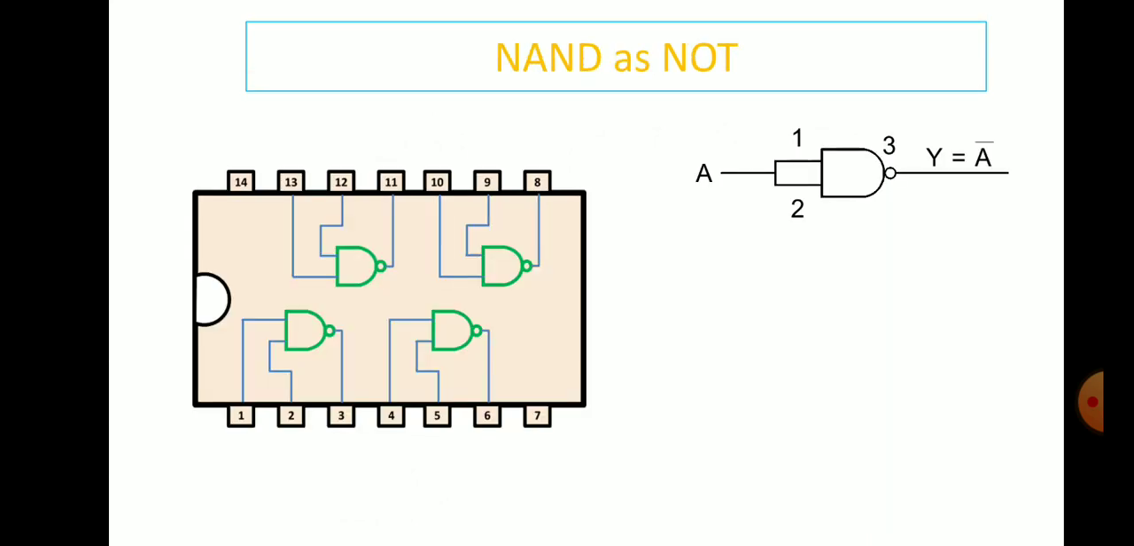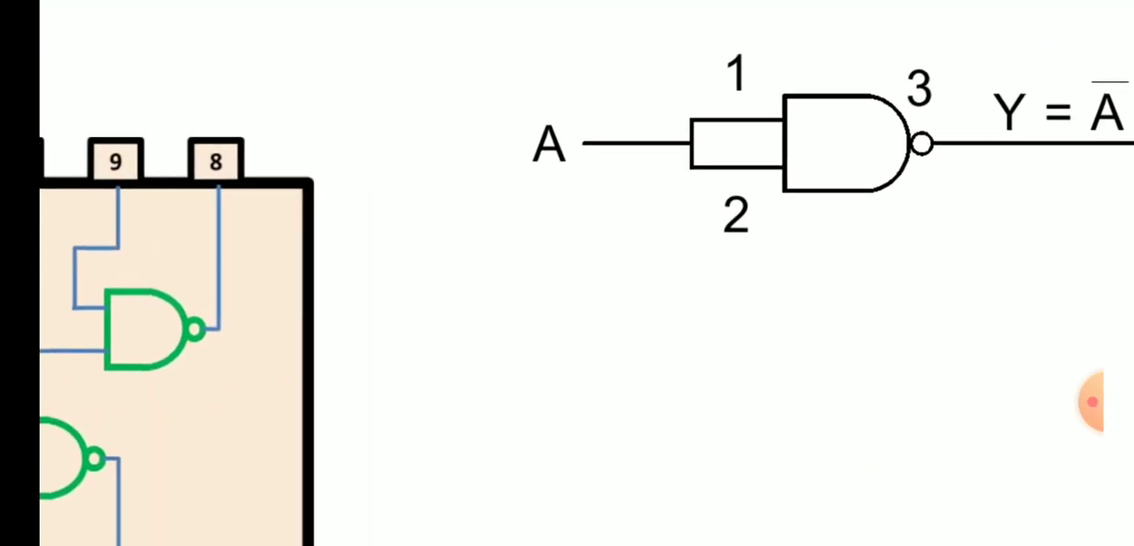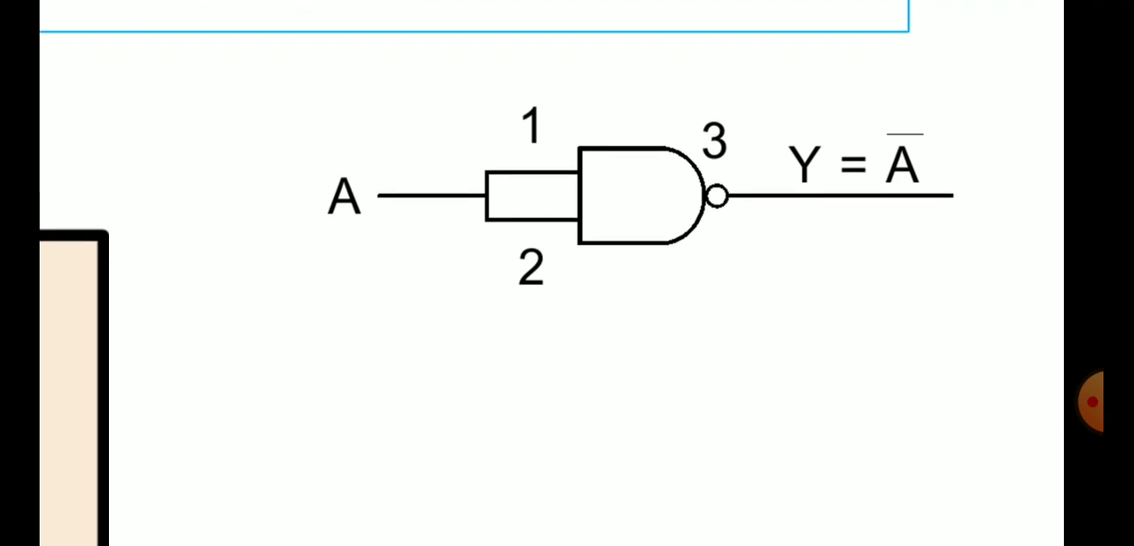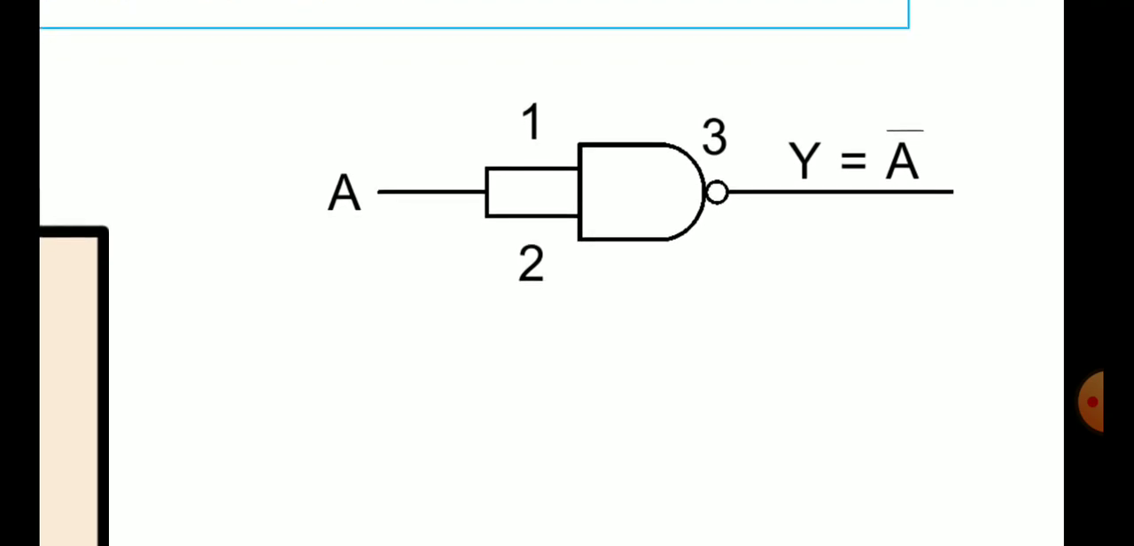So first let us see, with the help of NAND gates we are going to construct a NOT gate. This is the one gate. One NAND gate is sufficient for constructing this. So in this, pin number 1 and 2 are interconnected. From pin number 3 we have taken the output.